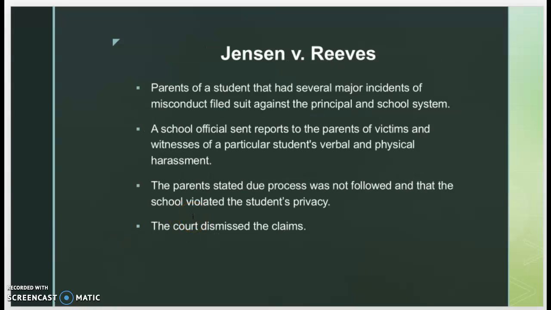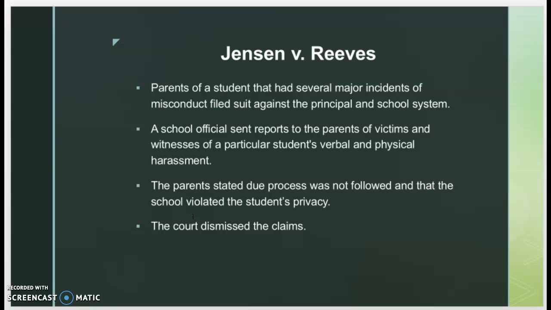The next case is Jensen versus Reeves. This was a very complex case that was difficult to narrow down to where the student privacy violation took place. Parents of a student, that this student had several major incidents of misconduct. He had been accused of sexual misconduct, violence. He had had run-ins with teachers using negative language. There was just a case of misconduct on this student.